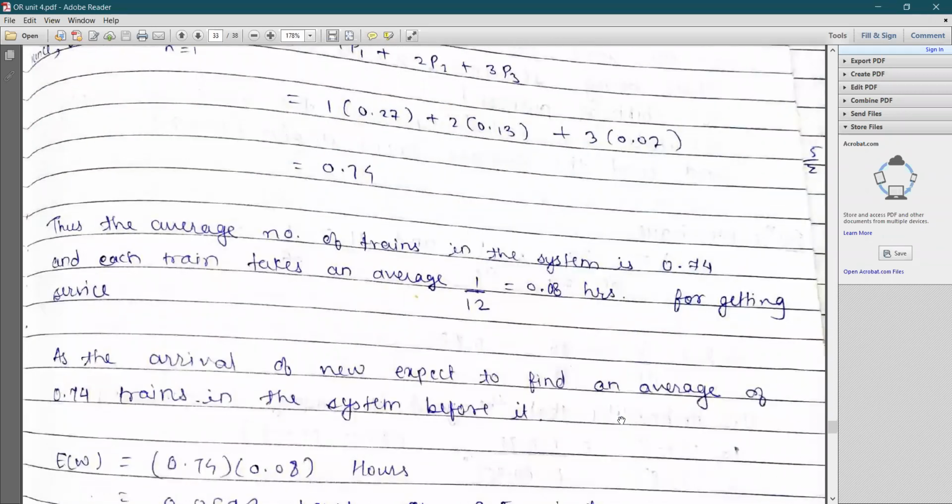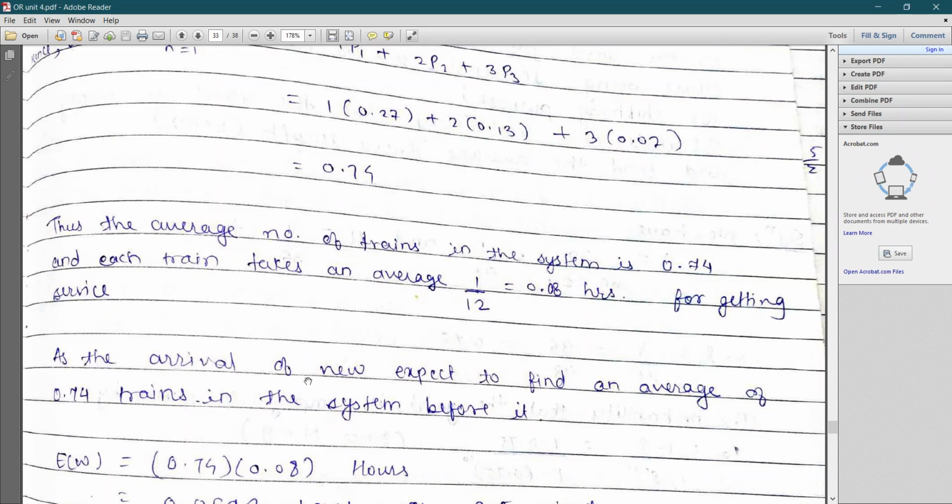And each train takes an average of 1/12, that is 0.08 hours. You know the service rate is 12 per hour. Therefore, for the waiting, each train takes an average service time of 1/12, that is 0.08 hours for getting the service.